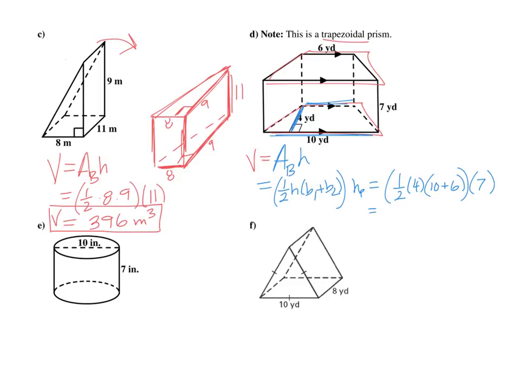All right, half of 4 is 2. 2 times 16 is 32. So 32 times 7, which is 224 yards cubed. All right, done with that one. Now moving on to a cylinder.